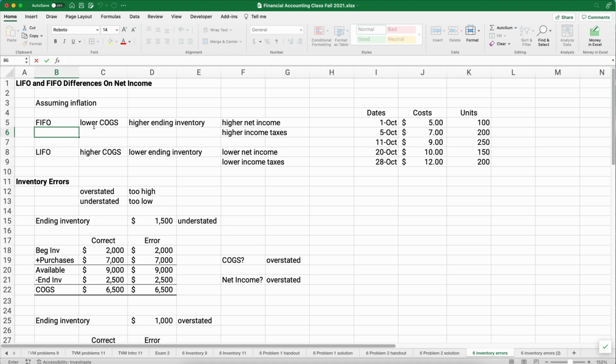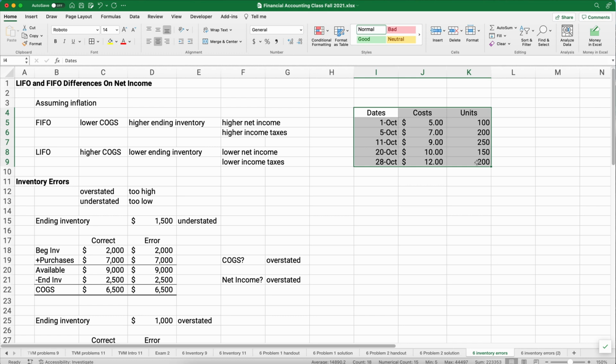So here let's look at LIFO, FIFO, and the differences in net income. Now, if we assume inflation, and I did a little simple example over here, we're not really going to use the numbers, just as an illustration. So if we have FIFO, that stands for first in, first out. Well, if you sell the first items that cost 5 and 7 and 9, then you have a lower cost of goods sold and you have a higher ending inventory.